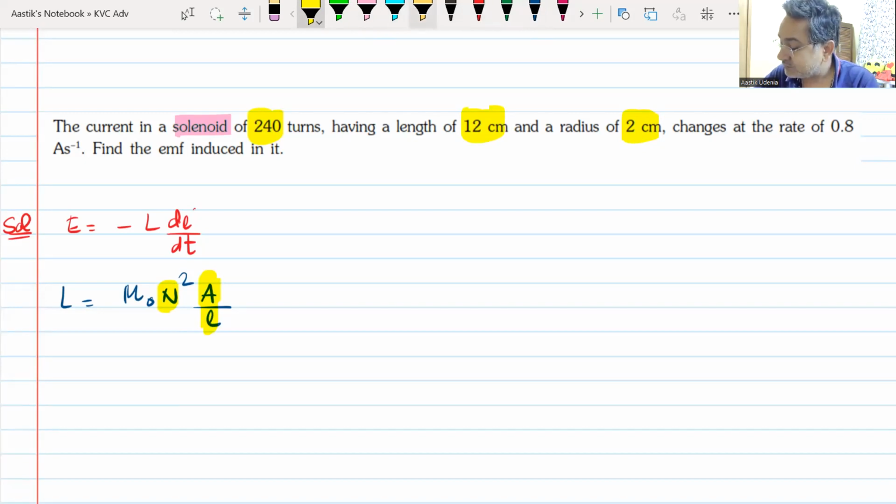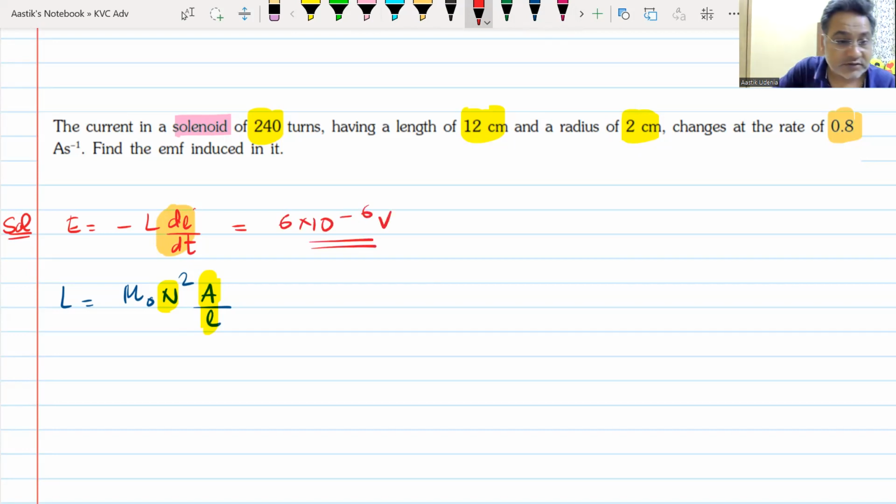di by dt is the rate at which current is changed, which is 0.8. You can multiply everything, multiply, divide. I will not get into multiplication and division. So you can just put the values, get the answer and stay happy. I hope you can do this. So when you put the values for all these things which are already given, you will get the answer as 6 into 10 raised to the power minus 6 volts. Do we understand this? I hope we understand this.